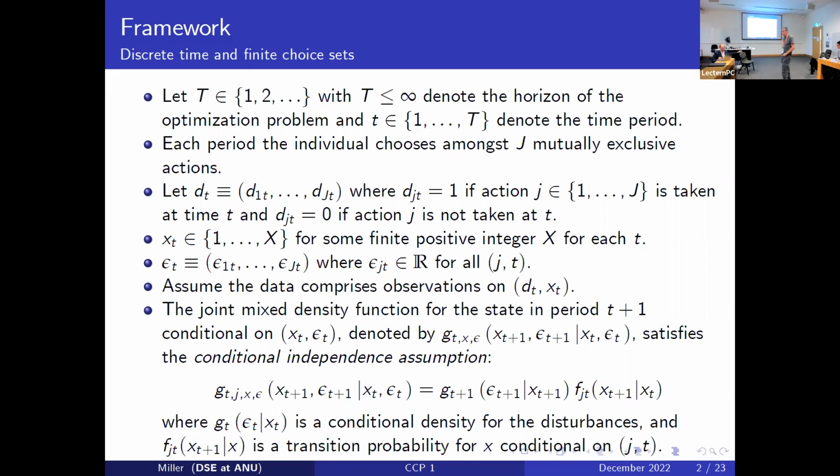The data consists of a bunch of choices and also the state variables. And in that sense, there's what we'll call a mixed density function that determines how next period's state variables and next period's epsilons are determined, conditional on this period's state variables, this period's epsilons, and the choice that the person makes. So that's pretty much the setup we've got.